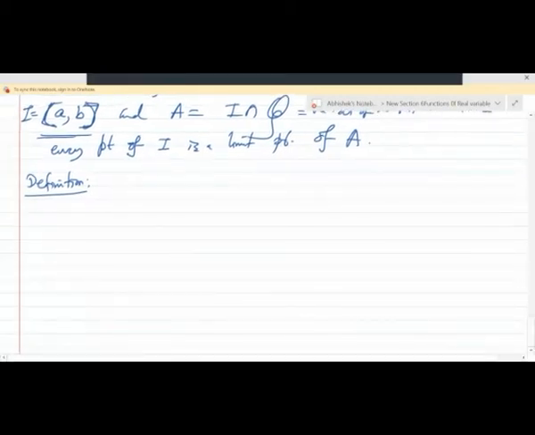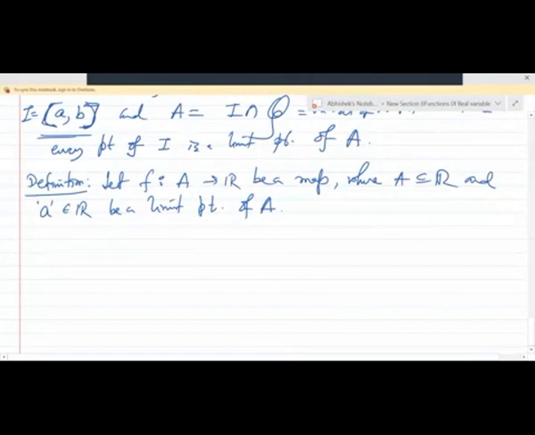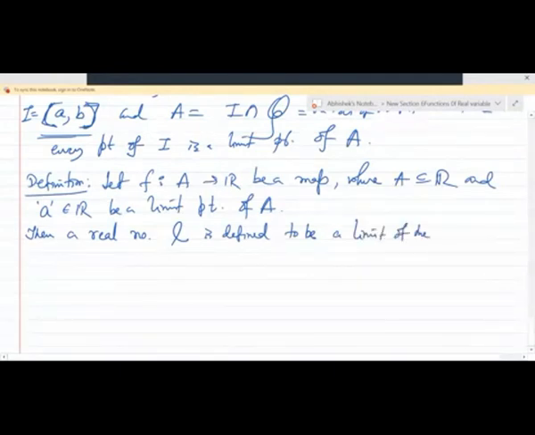Suppose f: A to R is a map, or a function, where A is a subset of R and small a belongs to R is a limit point of A. Then a real number L is defined to be a limit of the function f at the point A.